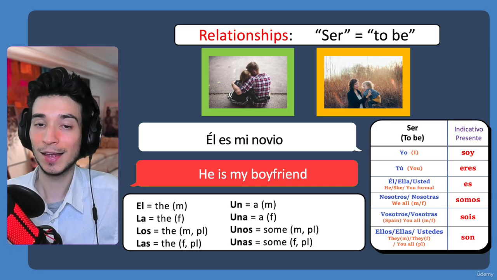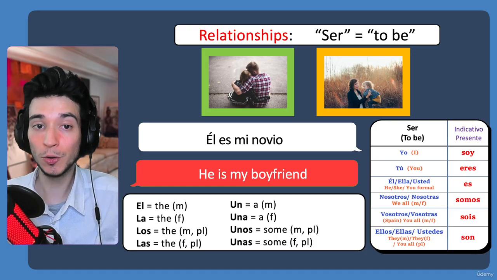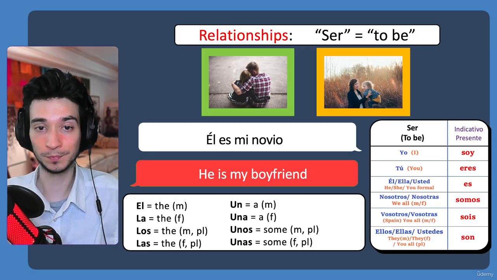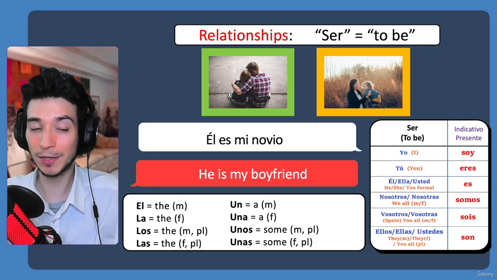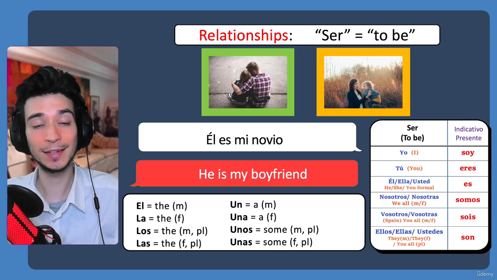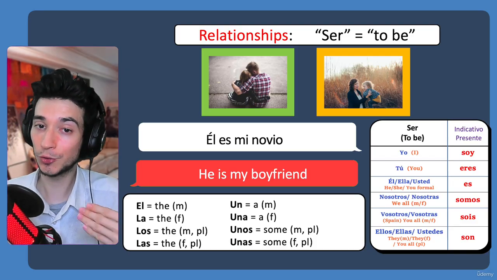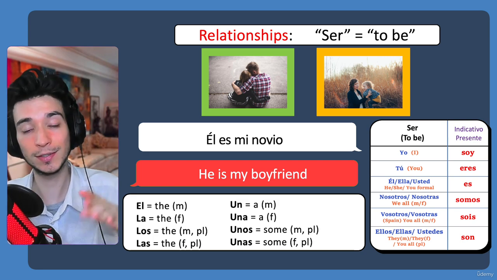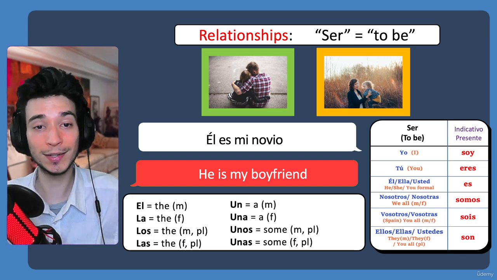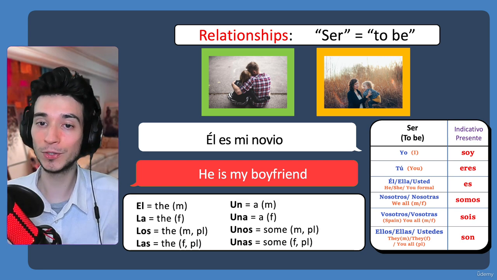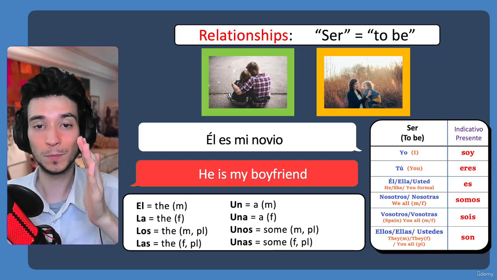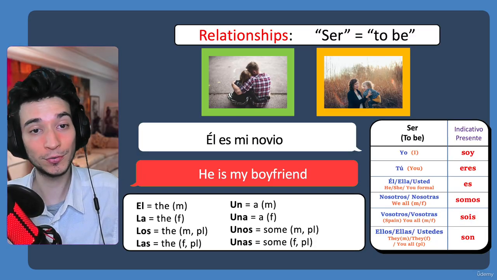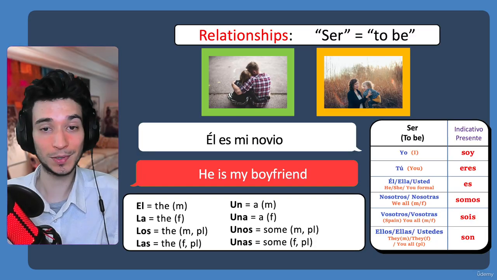So yes, personal relationships. Let's look at some examples. Here we have, él es mi novio. He is my boyfriend. So yes, relationships. Novio means boyfriend. Novia with the letter A means girlfriend. So if you want to say she's my girlfriend, you would say ella es mi novia. She is my girlfriend. Él es mi novio. He is my boyfriend.